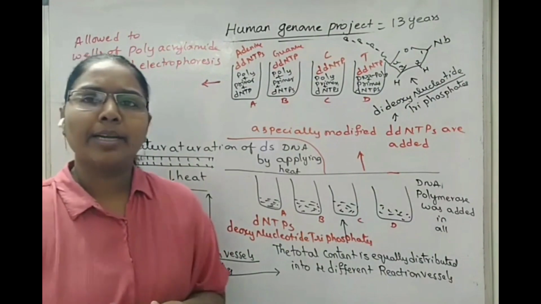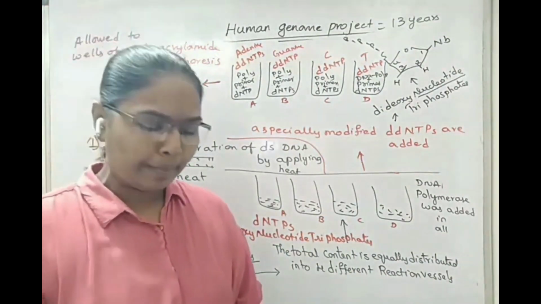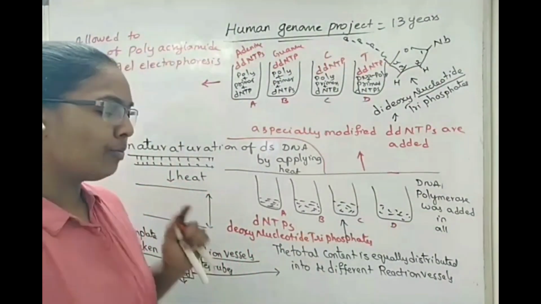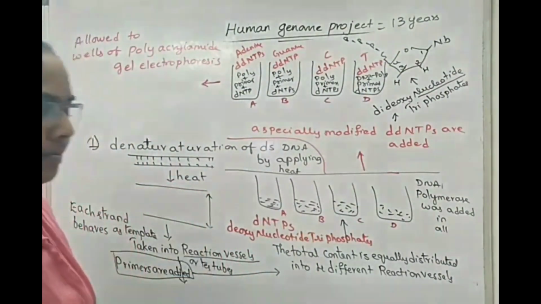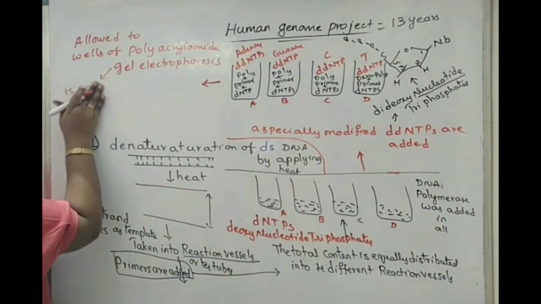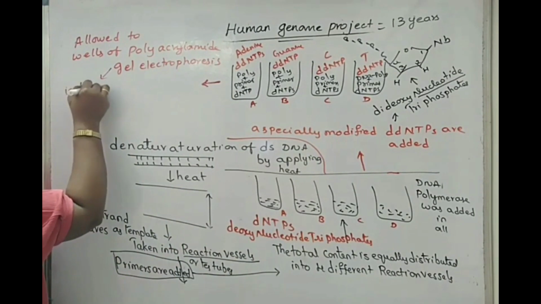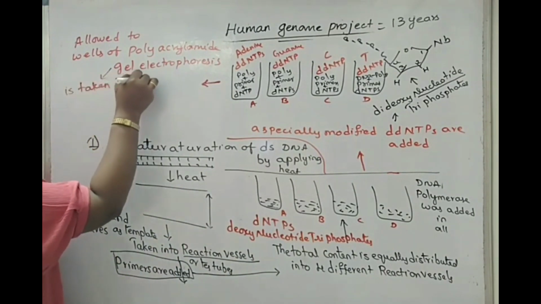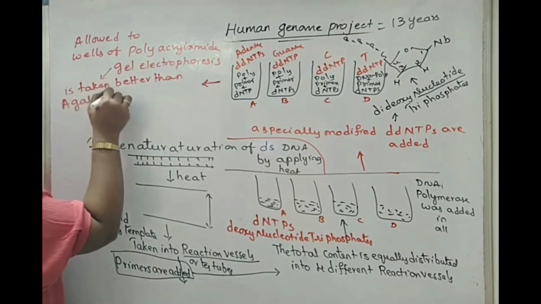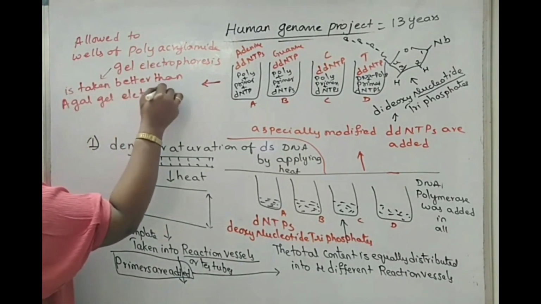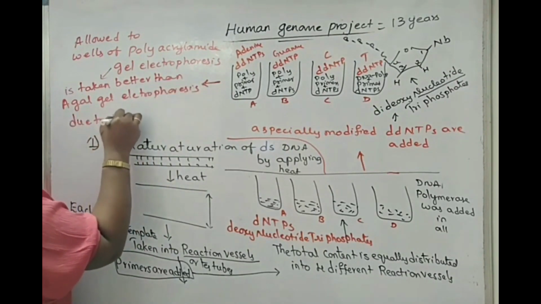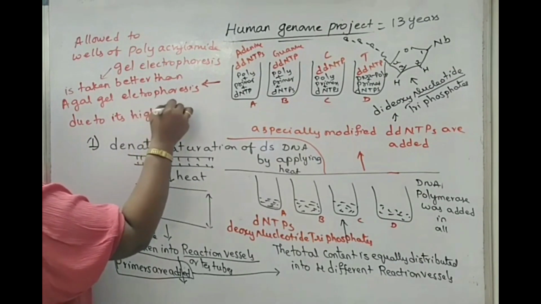This polyacrylamide gel electrophoresis is considered to be better than normal agar gel electrophoresis because of its higher resolution capacity. It is taken as better than agar gel electrophoresis due to its high resolution power.